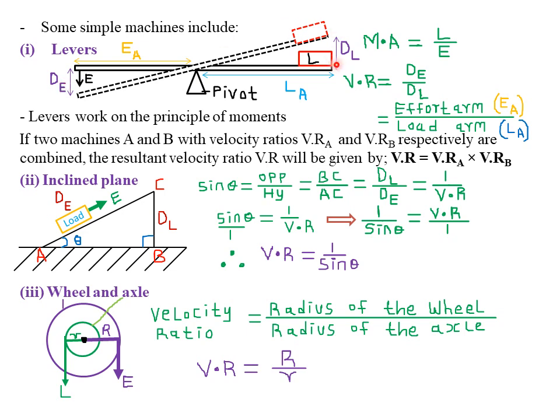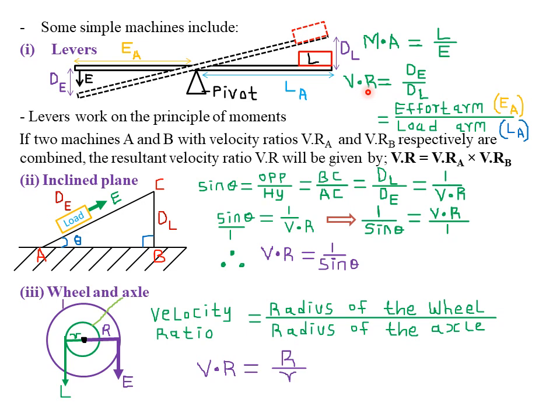Then the distance moved by the load. Remember, the load initially was here. When we applied this effort, this side moved downwards, and at the same time the other side, that is the load, moved upward to another position, let's say position B. The distance through which the load moved, from this point up to this upper point, is what we are calling the load distance. Therefore, the ratio of the effort distance to the load distance gives you the velocity ratio of that lever.